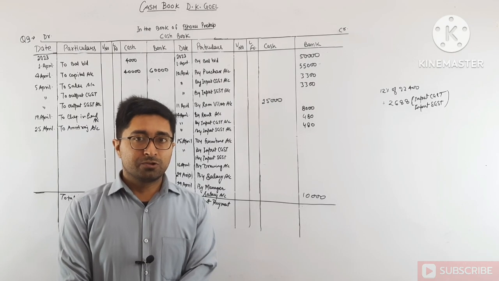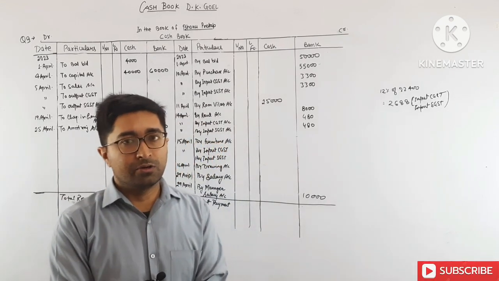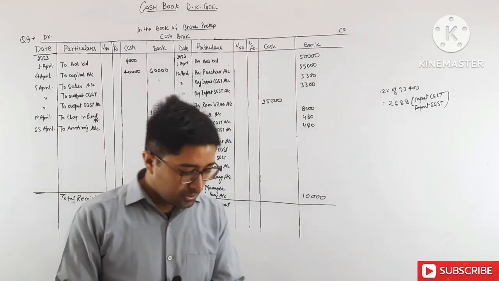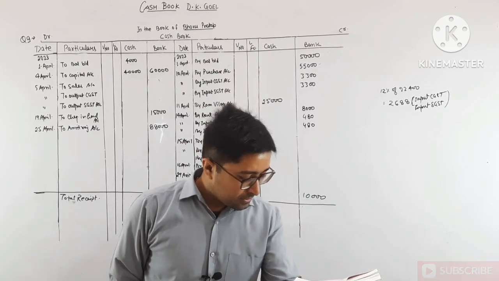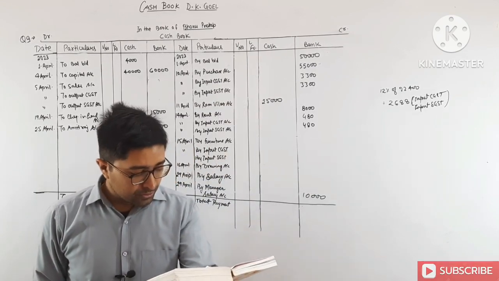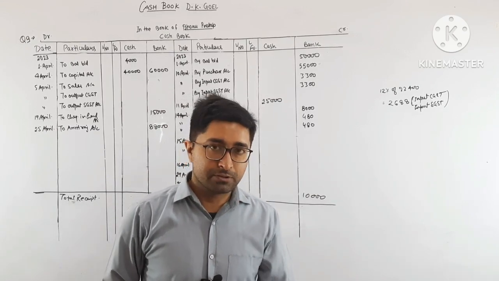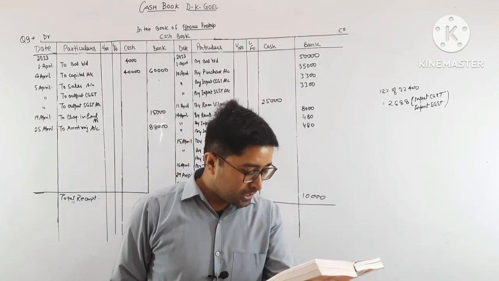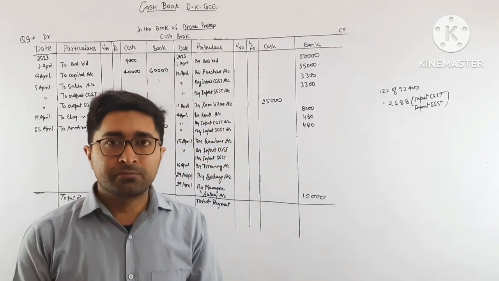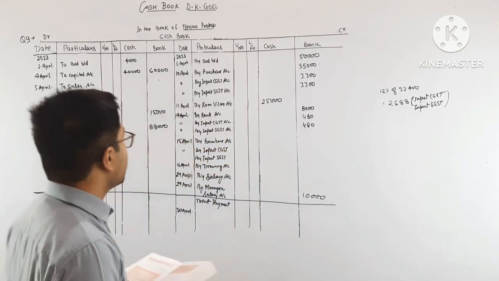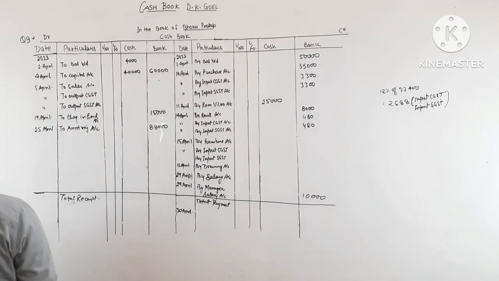Hello students. So today we are going to solve question number 9 of cash book from DK Goel. ठीक है? Now see the question. Question number 9. On the 1st April, balance of the cash in hand is 4,000 and overdraft as at bank is 50,000. Okay, it means we have the cash in hand of 4,000 and bank overdraft is 50,000. So the entry will be what? To balance BD 4,000. ठीक है?